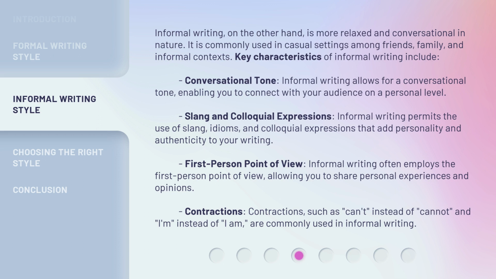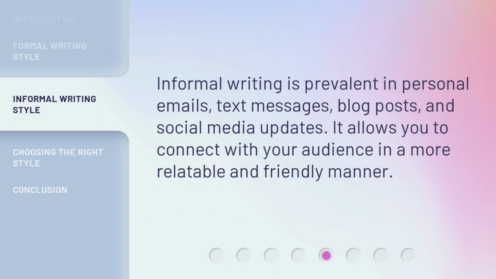Contractions. Contractions, such as can't instead of cannot, and I'm instead of I am, are commonly used in informal writing. Informal writing is prevalent in personal emails, text messages, blog posts, and social media updates. It allows you to connect with your audience in a more relatable and friendly manner.